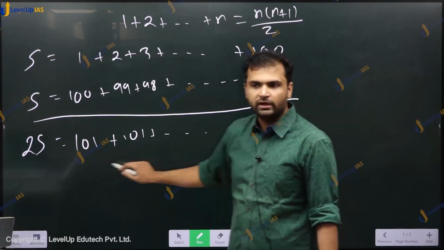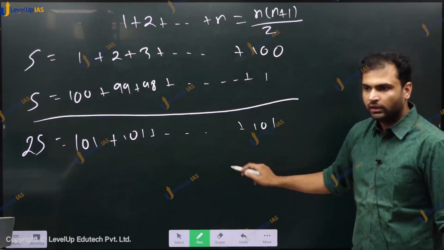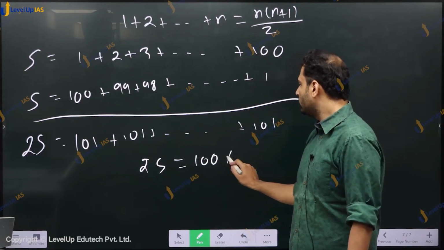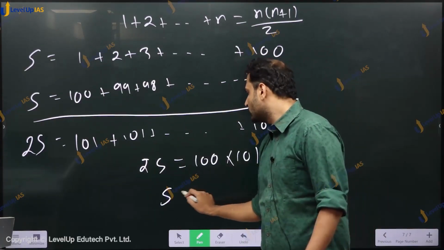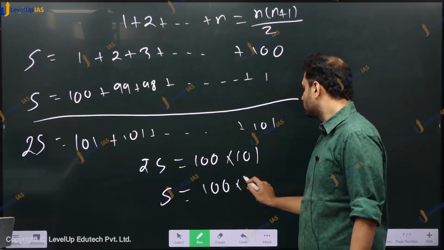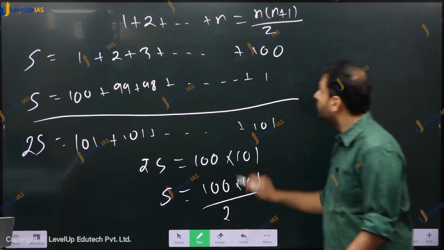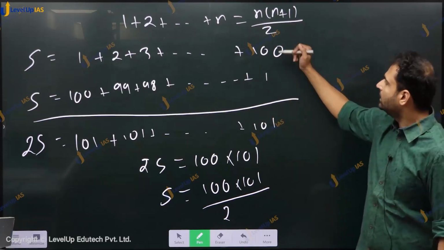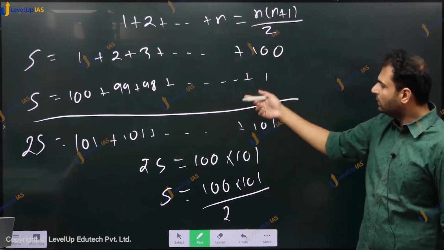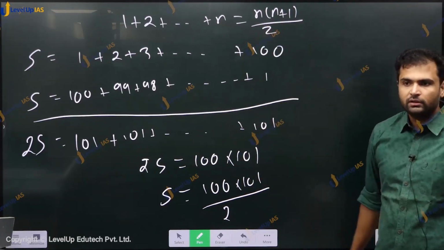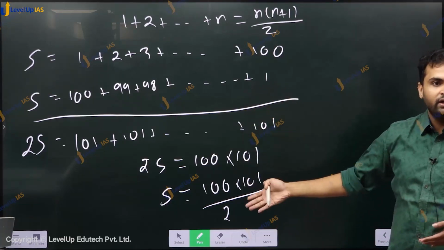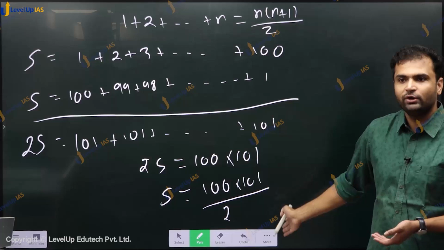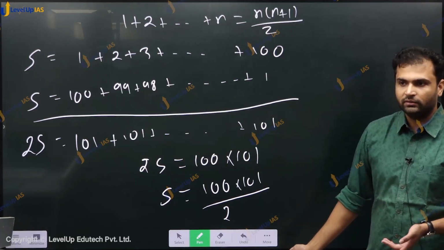So how many times does 101 appear here? 100 times. So 2S is equal to 100 into 101. S is equal to 100 into 101 by 2. That is n into n plus 1 by 2. If you replace 100 here by n, you will get the general formula. This is how he derived it. This is how we calculated the sum of all the numbers from 1 to 100 very quickly.